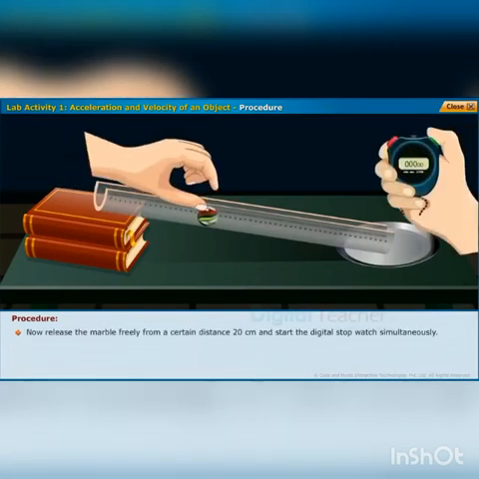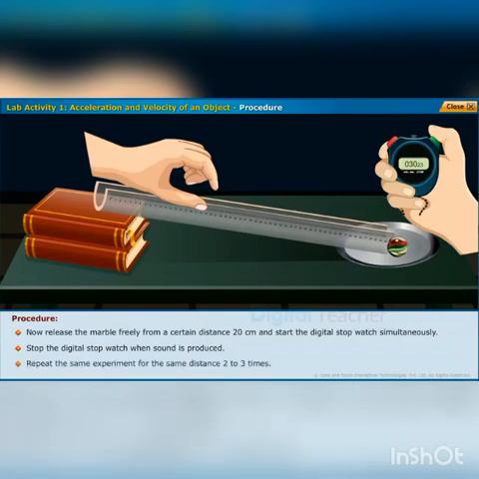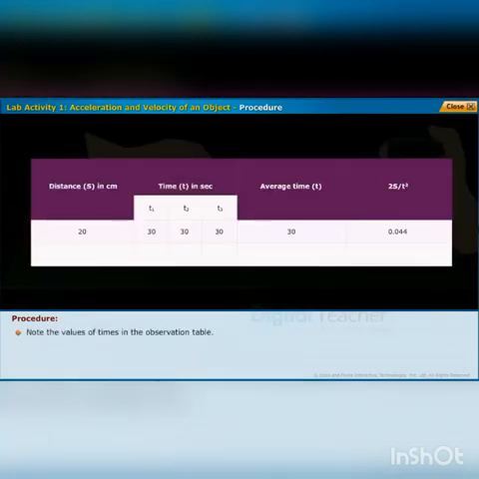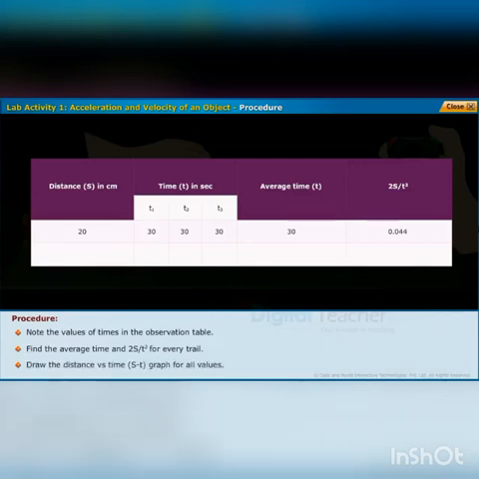Now release the marble freely from a certain distance, 20 centimeters, and start the digital stopwatch simultaneously. Stop the digital stopwatch when sound is produced. Repeat the same experiment for the same distance 2 to 3 times. Note the values of times in the observation table. Find the average time and 2s by t squared for every trial. Draw the distance versus time graph for all values.